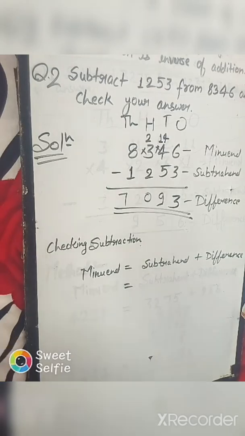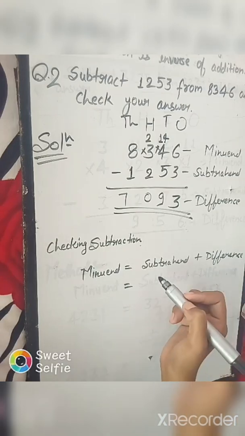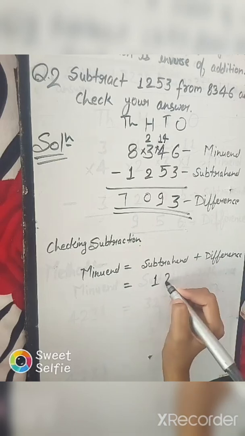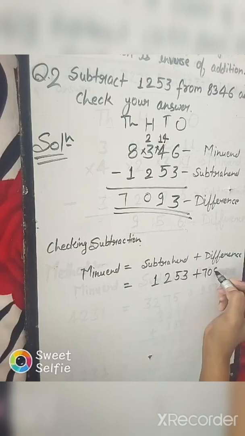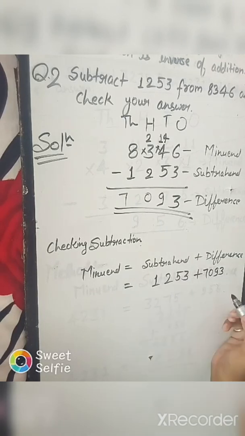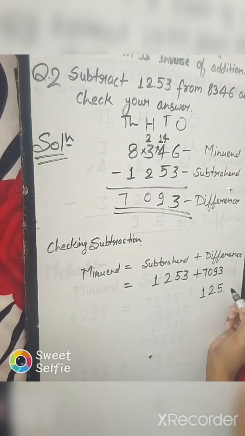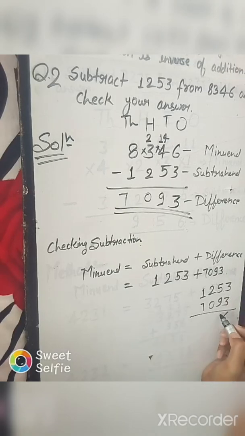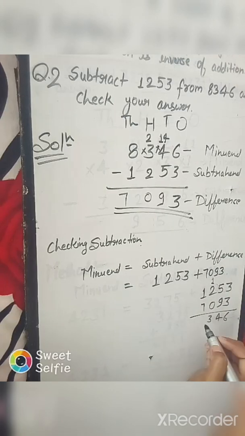So let us check. We have to add subtrahend plus difference. So subtrahend is 1253 and difference is 7093. So check it. Add it firstly, 1253 and 7093. 3 plus 3 is 6, 9, 5 is 14, 4 and then 1 carry, 1, 2, 3 and 7, 1 is 8.